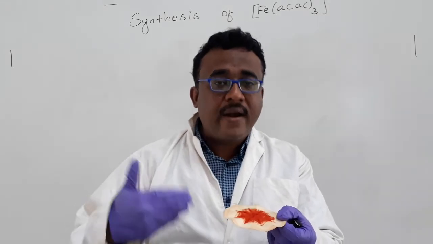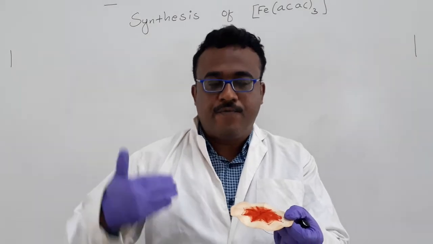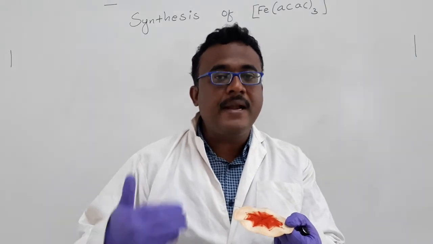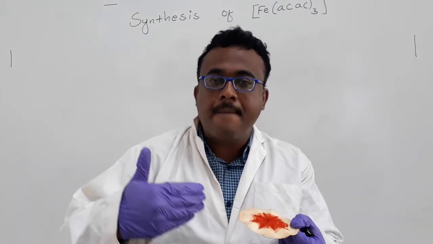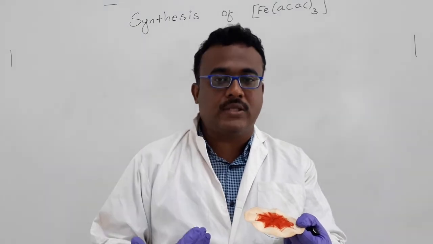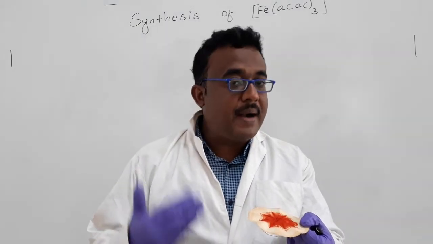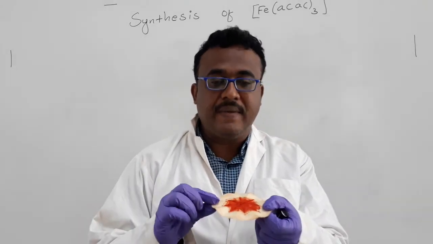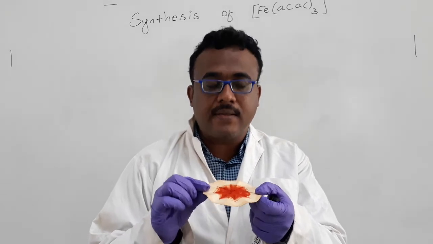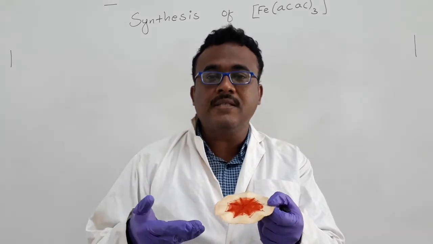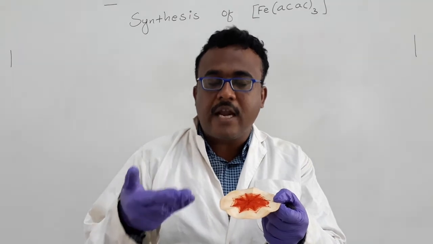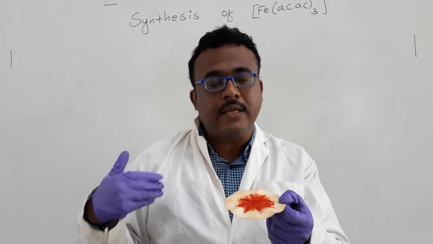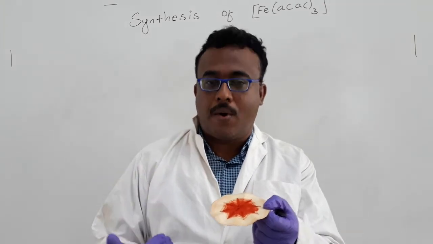But that is one of the confirmations that acetylacetonate coordinates with the iron center. Normally, the highly stable ferric compound is ferric hydroxide. Ferric hydroxide is also red in color, but it is insoluble in organic solvents. Because this compound is highly soluble in alcohol, this further confirms that acetylacetonate coordinates with the iron center to form the tris(acetylacetonato)iron(III) complex.